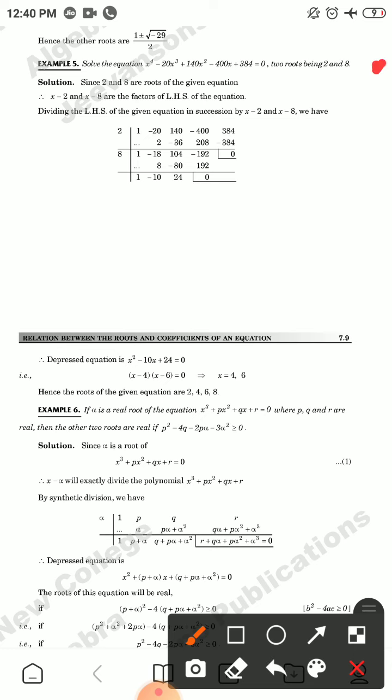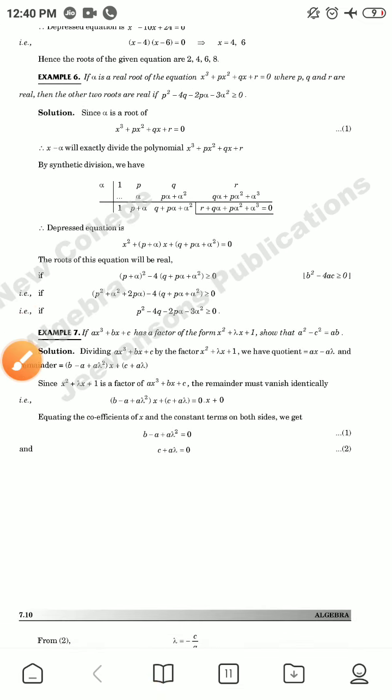Since 2 and 8 are the roots of the given equation, therefore x minus 2 and x minus 8 are the factors of the left hand side of the equation. Dividing the left hand side of the given equation in succession by x minus 2 and x minus 8, we have the quotient as x square minus 10x plus 24 equating to 0. We have roots for this as x equal to 4 and 6. Hence the roots of the given equation are 2, 4, 6 and 8.